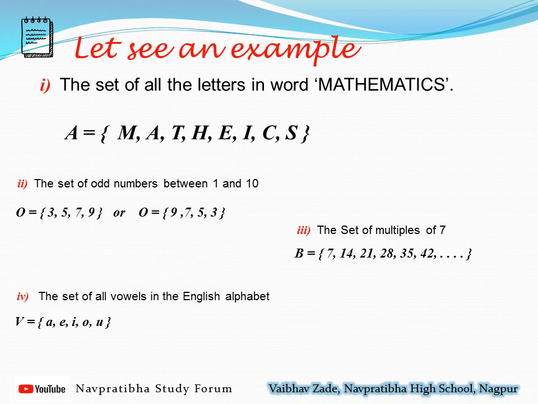Next example, the set of all vowels in the English alphabet. Which are those vowels? So we write the set V equals to A, E, I, O, U. This is the set of all vowels in the English alphabet. Now the set of all natural factors of 42. The factors of 42, F equals to 1, 2, 3, 6, 7, 14, 21, 42. It has all natural factors of 42. So in this way we write in the listing method, or the roster method.